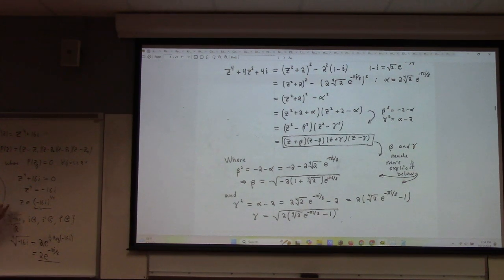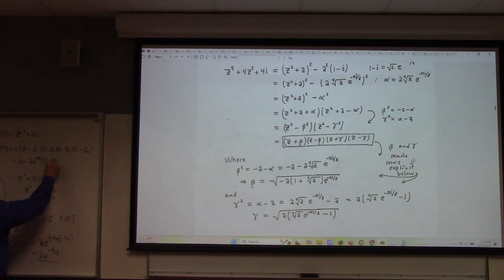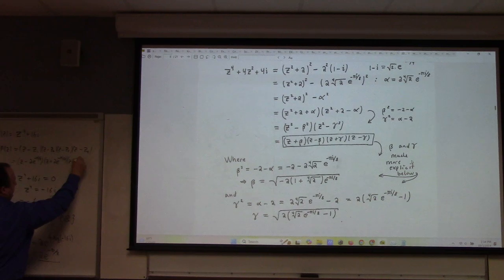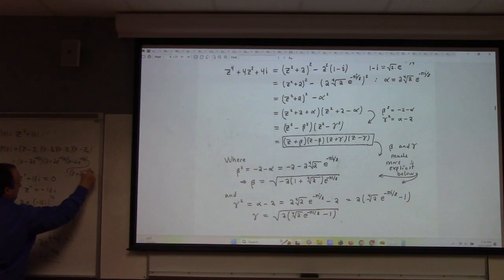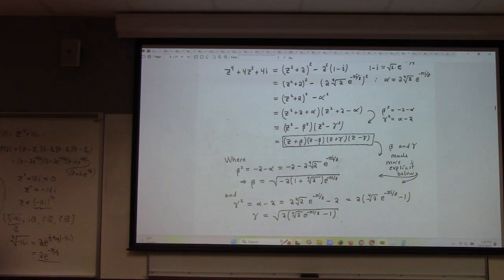So basically, to factor that, I would have z minus 2 e to the minus pi i over 8, z plus 2 e to the minus pi i over 8, z minus 2i e to the minus pi i over 8, and z plus 2i e to the minus pi i over 8. Sorry, my handwriting is degenerating, but you get the idea, I hope.